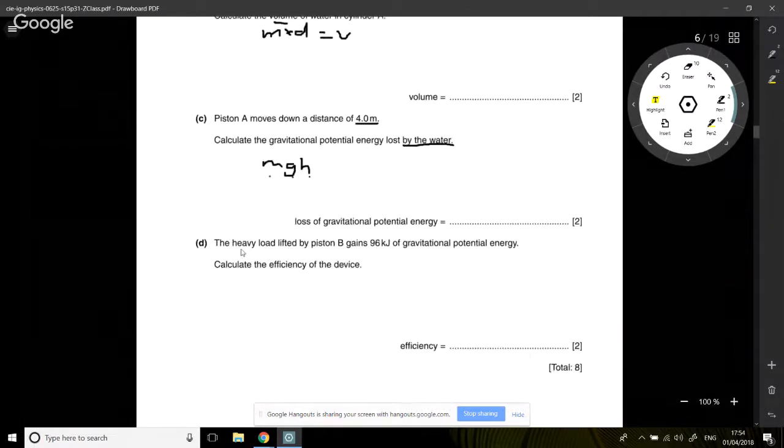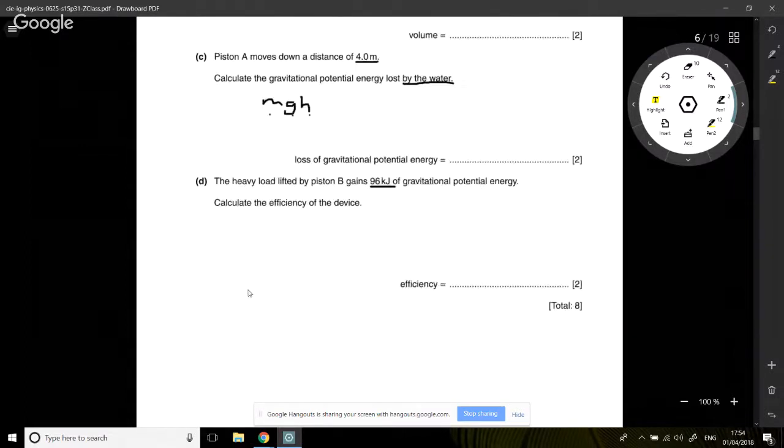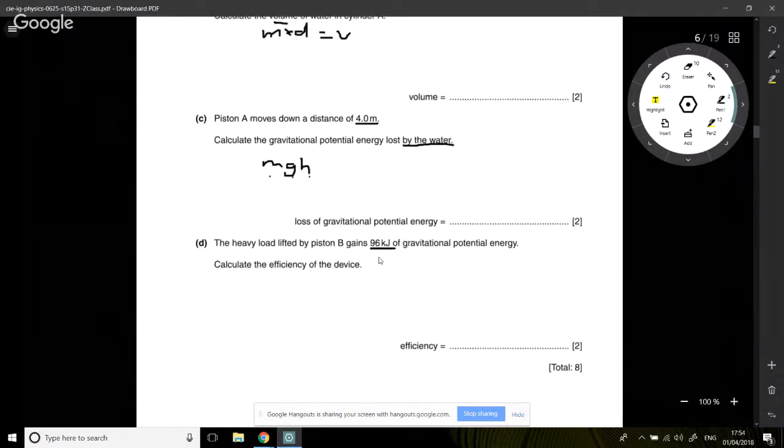And then they go on to say the heavy load lifted by the piston gains this much gravitational potential energy. Calculate the efficiency of the device. Well, we contrast this answer to this answer, and looking at the answers themselves, it illustrates that the device only has a 30% efficiency. It's output, which is this, divided by input, which was the number that came out of here, around 300 and something. You got roughly a 30% efficiency, which was pretty decent for devices back then.